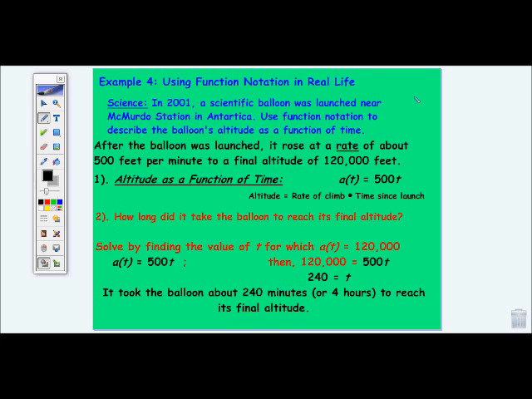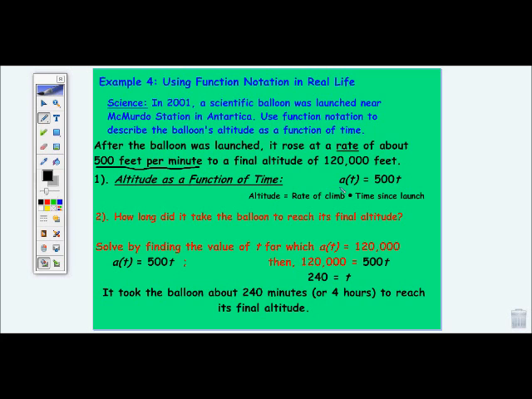Now we have to look at using it in real life. So we're going to have a story problem. In 2001, a scientific balloon was launched near McMurdo Station in Antarctica. So we're going to use function notation again to describe the balloon's altitude as a function of time. Again, you notice that I have rate underlined here. We're going to use the same way that we figured out slope-intercept. So after the balloon was launched, it rose at a rate of 500 feet per minute. Rate is going to be our value for our slope.